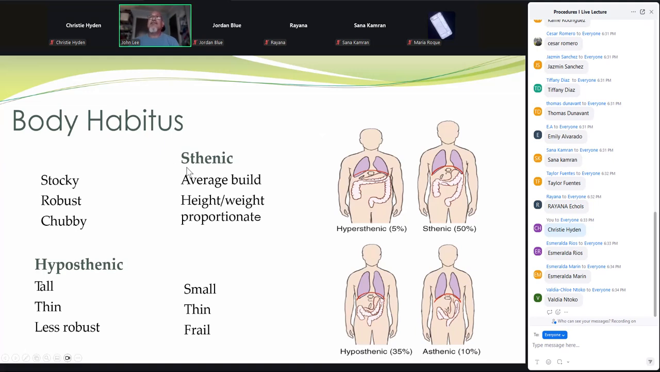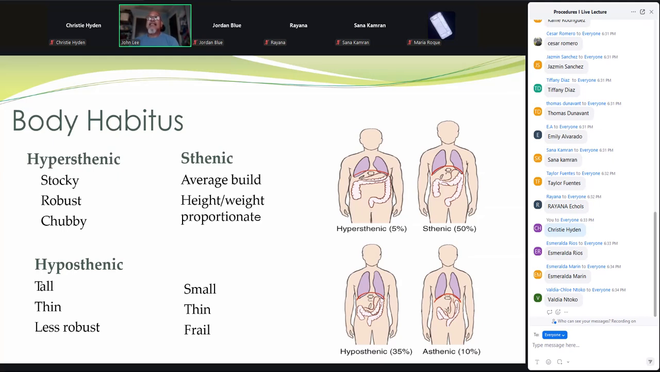Body habitus. Sthenic is what we refer to as our average build patient, their height and weight proportionate. Hyposthenic, remember hypo is the prefix meaning below or under. These patients will be tall, thin, and seem less robust than the sthenic patient. What do we call the stocky, robust, and chubby patients that are above or over the average build? Well, those are the hypersthenic patients.